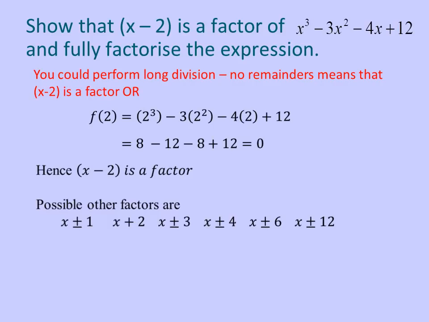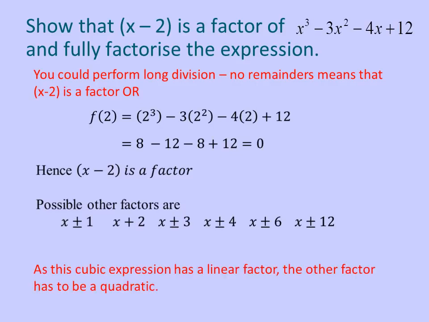The possible other factors are x plus or minus 1, x plus or minus 2, x plus or minus 3, x plus or minus 4, x plus or minus 6, x plus or minus 12. These numbers have been selected because they are all factors of 12, which is the constant in the cubic. As this is a cubic expression, and I've already found a linear factor, x minus 2, the other factor has to be a quadratic.